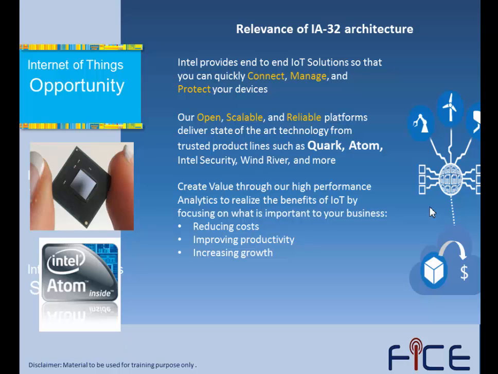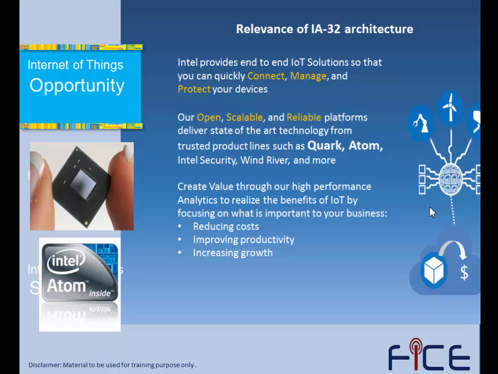Now, if you see the Internet of Things opportunity and the role of Quark and Atom based CPUs or products from Intel, first of all, in most of the IoT applications, you require a low-power solution. Your architecture should be open, scalable, and reliable. You require security features. You require support of secure RTOSes, and also the architecture should help you design end-to-end IoT solutions.